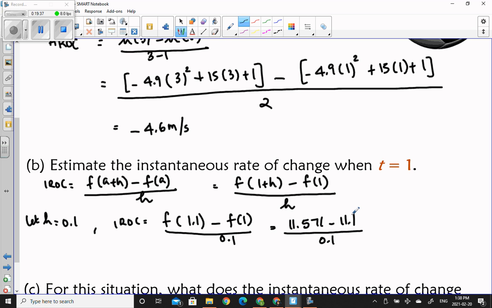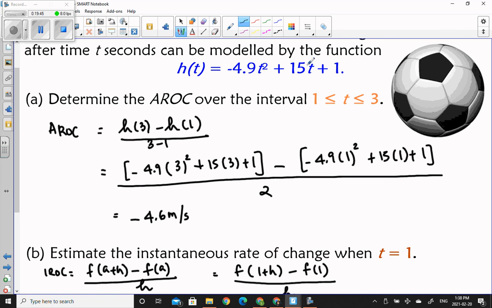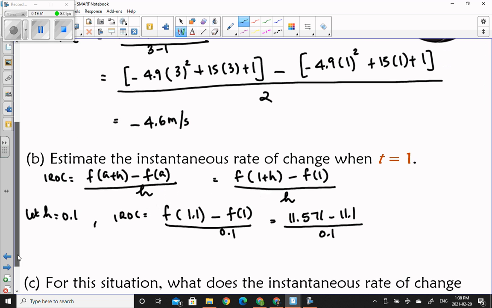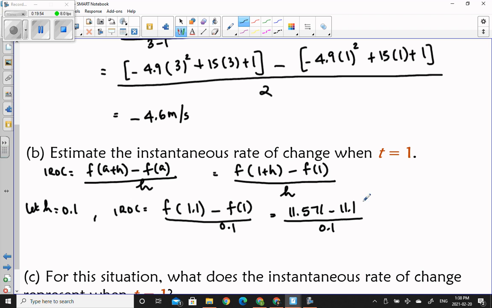So what I would ask you to do is, when you're studying, pause the video here and write out the entire equation, put in the value of 1.1 and then the value of 1, and actually compute it. So you're practicing how to do it and you know how to do it in your calculator. This works out to 4.71 meters per second.